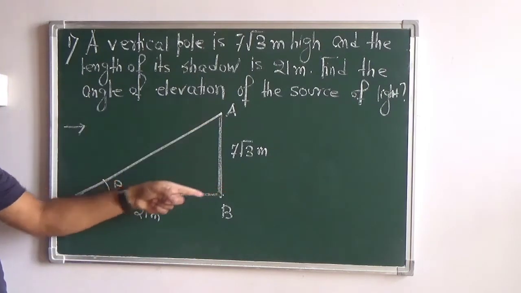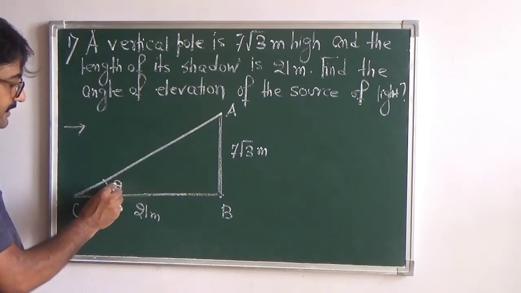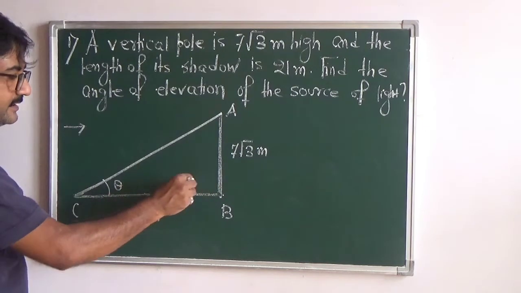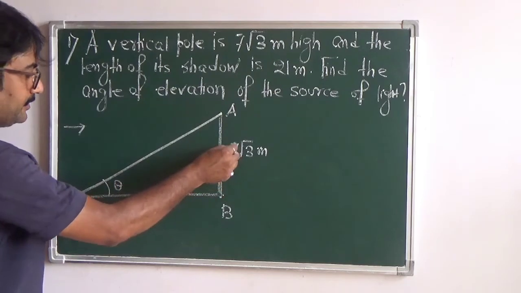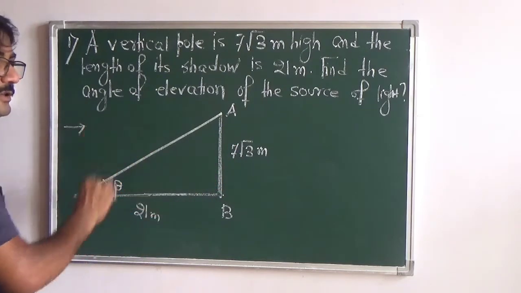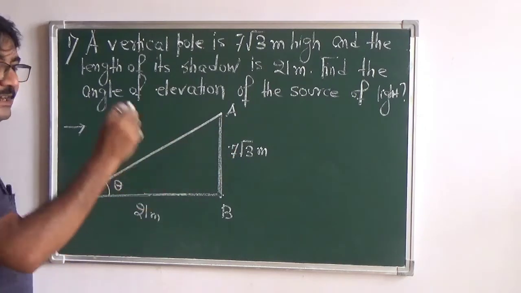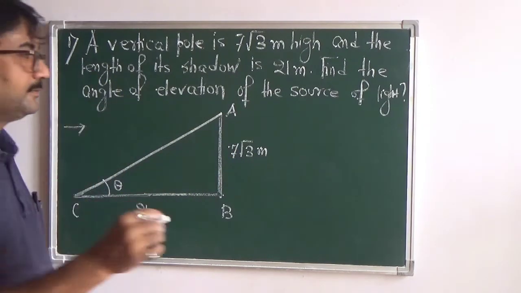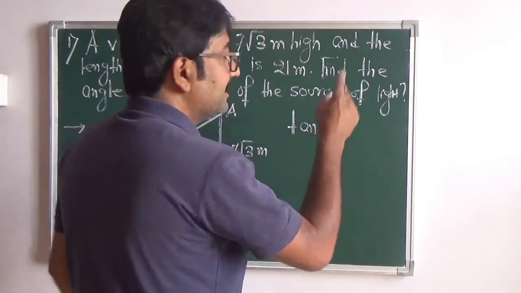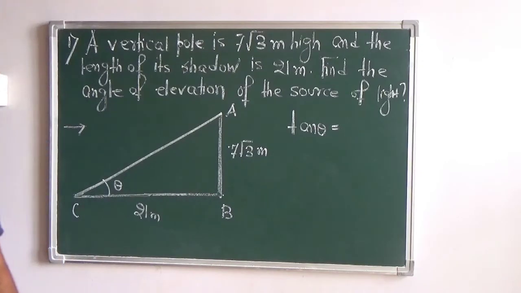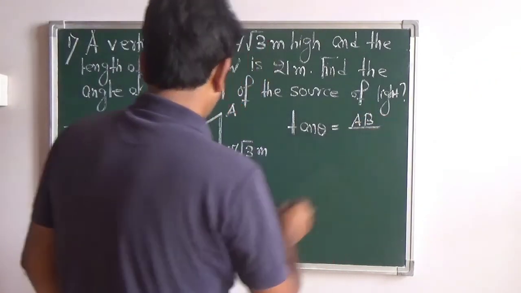If you see this particular triangle, you already know if this is the angle, then the adjacent side is called the horizontal, and the side opposite to it is the perpendicular. So this is the perpendicular, this is the base, and this is the hypotenuse. But what information is given? The perpendicular and the base, and perpendicular and base is related with tan. So tan theta is perpendicular by base. So perpendicular by base is AB by BC.